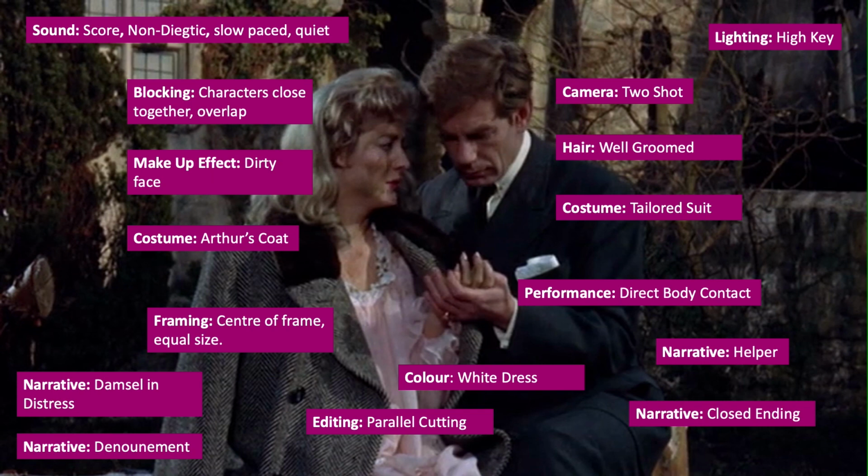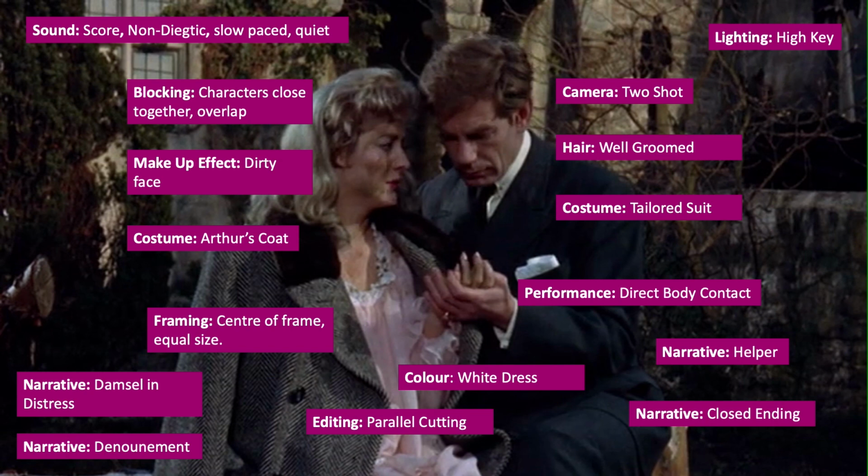In terms of the male character and his hair, he's well groomed. He's got a tailored suit for his costume. It shows us that he is an upper-class character, so he is Sir Arthur Holmwood. In terms of performance, we've got that direct body contact, the holding hands, just to show how close they are. In terms of the narrative, he is the helper, he helps Van Helsing.